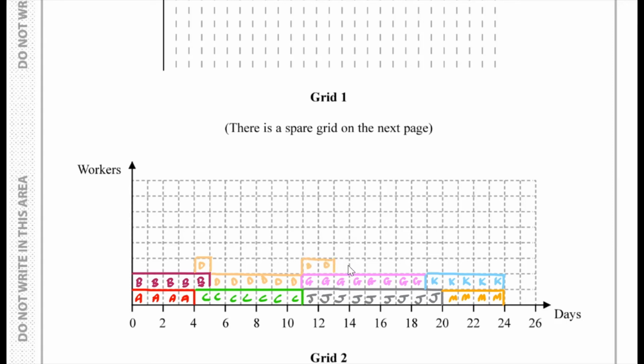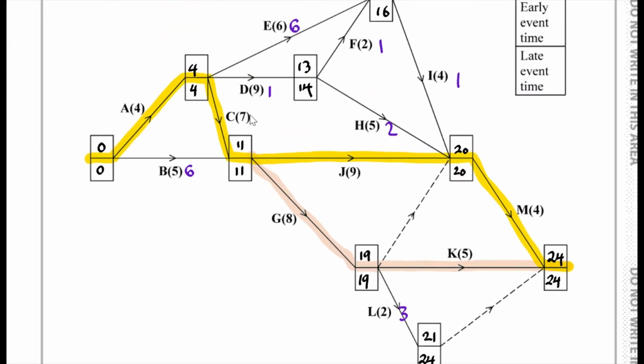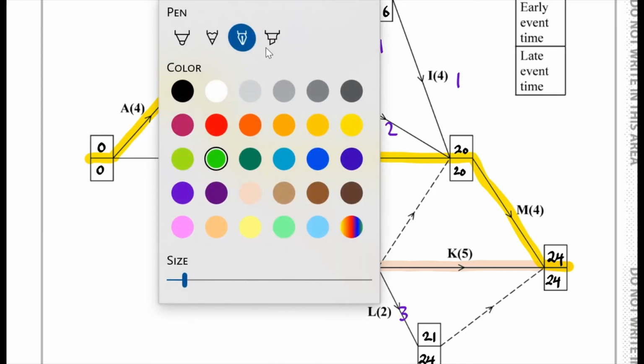So that's D. And if we now consider E, if we go back, E starts when A finishes. So just select a different colour.